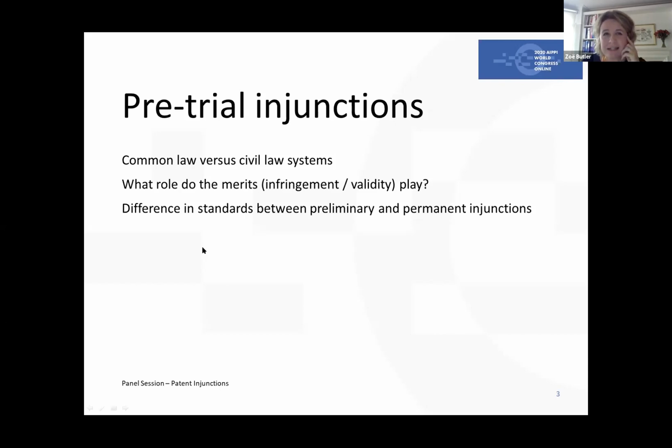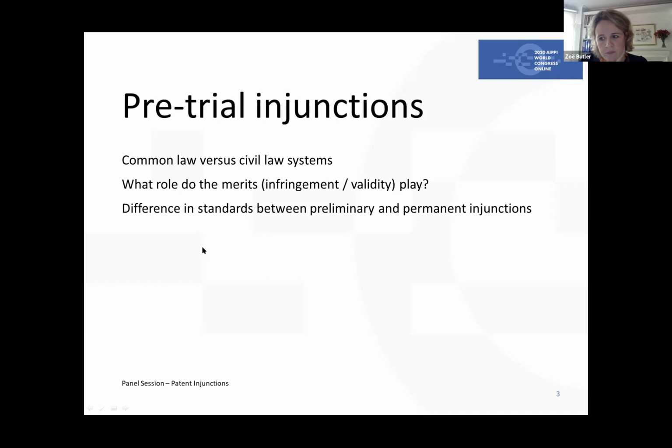And in reality, what this tends to mean is that there's very little time spent at preliminary injunction hearings debating the strengths and weaknesses of the case on infringement and validity. I mean, it can play a role, but it doesn't tend to be where the focus of the arguments lie.